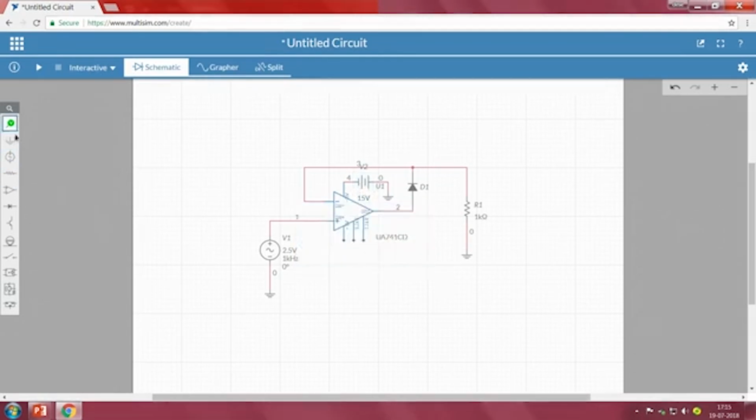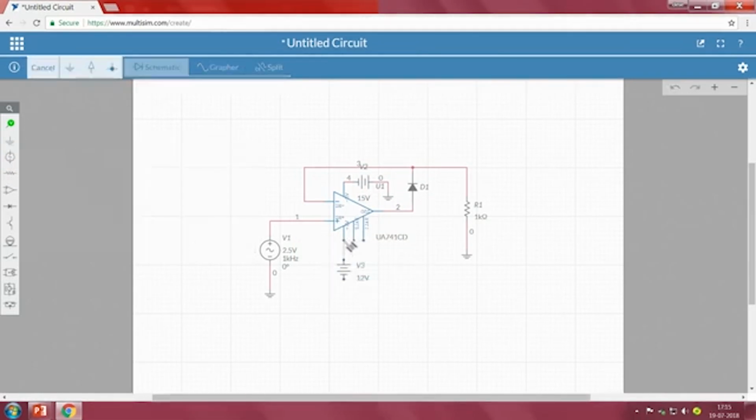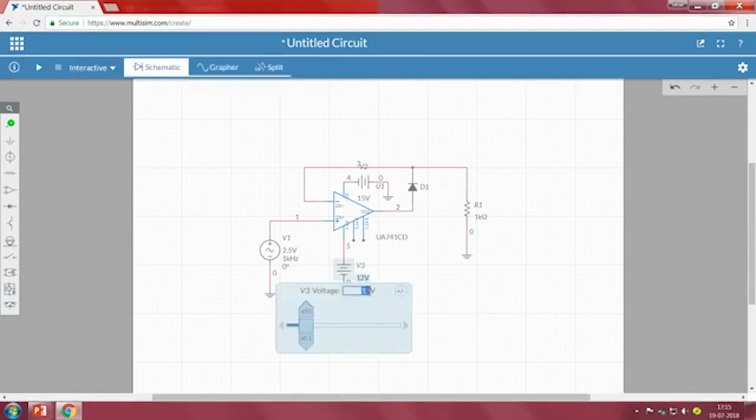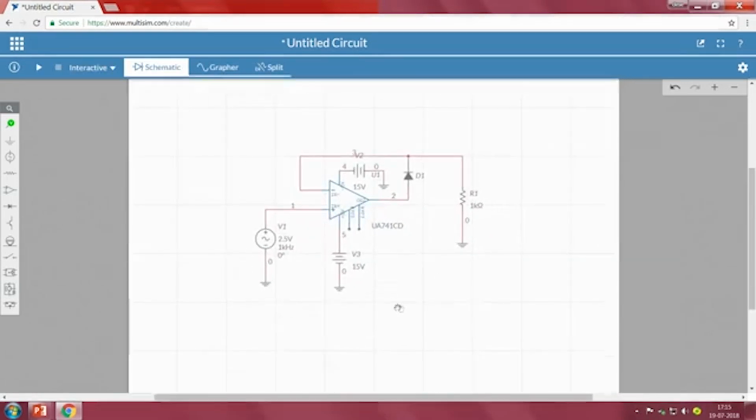Similarly, I will take another DC voltage power supply for applying a positive VCC to our 741, and the other terminal should be connected to ground. So this acts as the power supply unit to our 741.